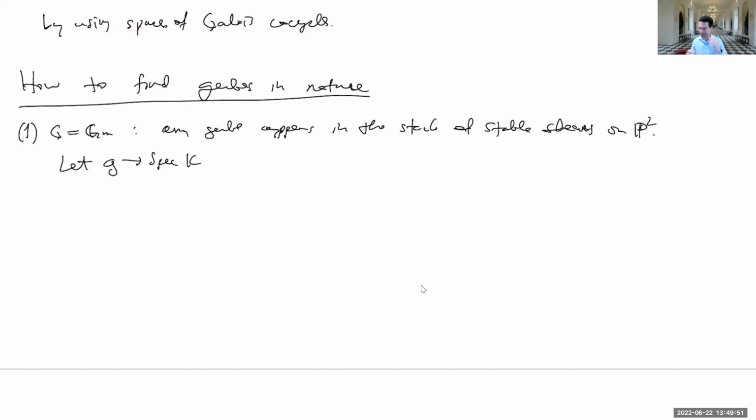One way to make a Gm gerbe appear is to think of it as the obstruction to O(1) on a Brauer-Severi variety. If you take the Picard groups of Brauer-Severi varieties in general, you're going to find all the Gm gerbes, because that's basically what they are. But my point here is you can actually make it appear in the stack of stable sheaves on just this fixed P2. No, okay? So sorry, what are stable sheaves?